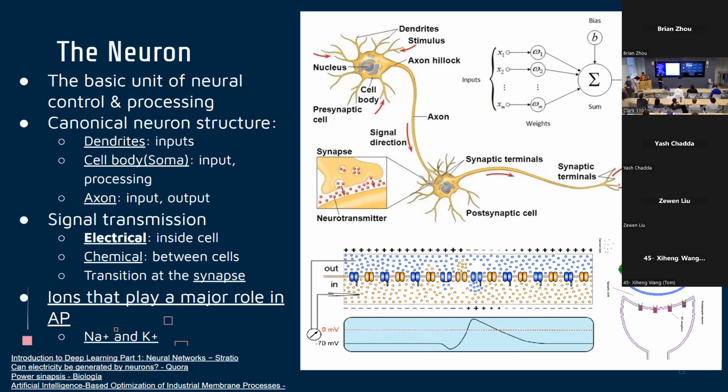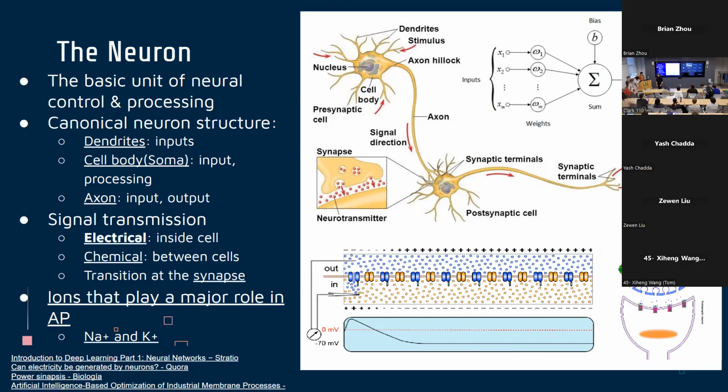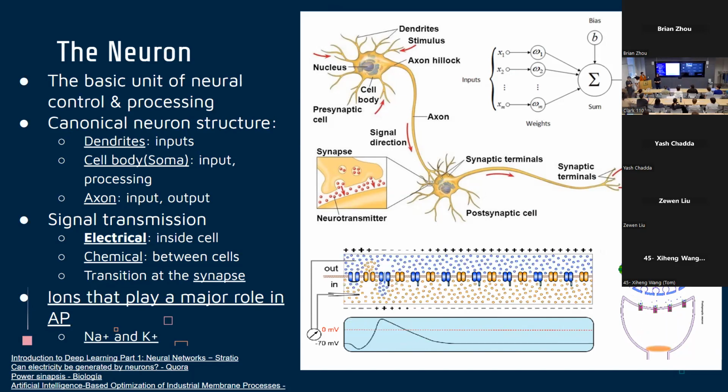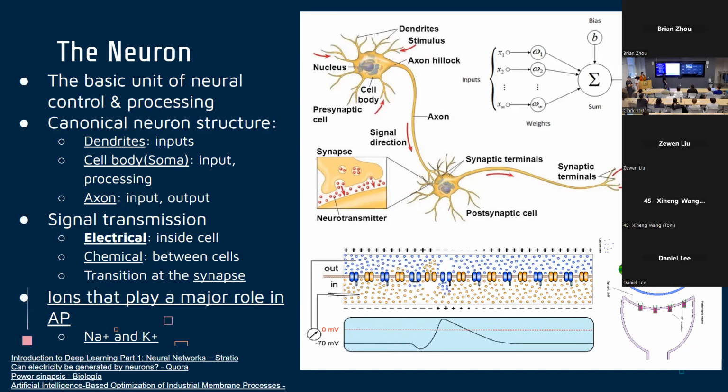Great. So first of all, back to the most fundamental component of the brain and nervous system, the neuron. It is, as we say, the basic unit of neural control and processing. For the canonical neuron, that is the most commonly agreed neural structure, most neurons have dendrites, all of these tree-like or root-like branches extending outwards. They have a cell body, that's where all of the action is going on. And this very long single extension, that's the axon.